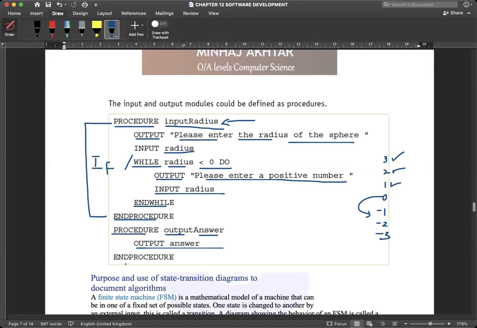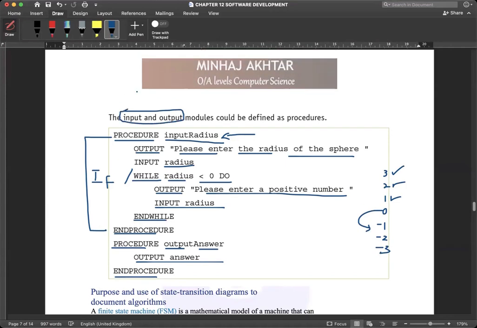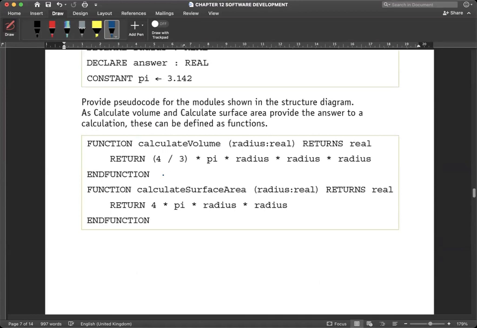Output answer, and end procedure. So this is how we are going to use the modules for input and output. Basically, we are learning the input and output procedures here. You can see here how to input the value of the procedures and functions, and how to output the values of functions and procedures. The last lesson, we have covered this one.